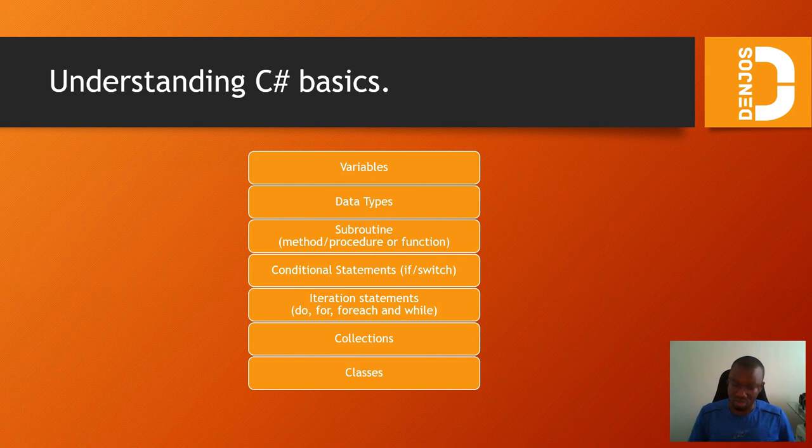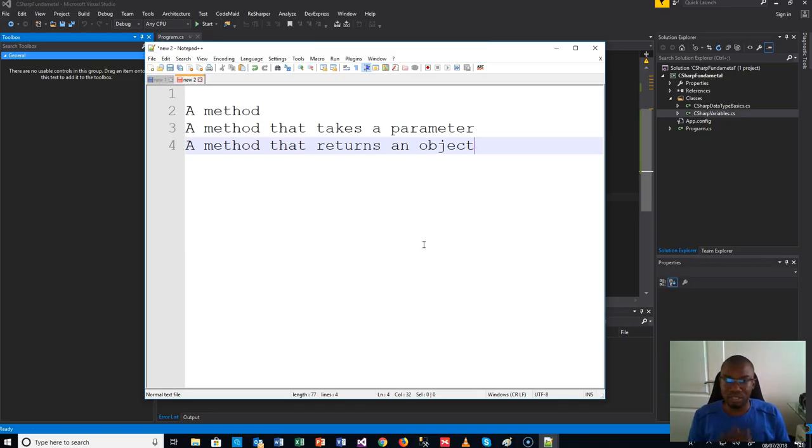Let's go and actually write some code. I'll teach you how to write subroutines and the different types of subroutines. I will be working on three types of subroutine. I'm going to write a normal subroutine, which we call a method actually. I'm going to write a normal method, a method that takes a parameter, and a method that returns an object.